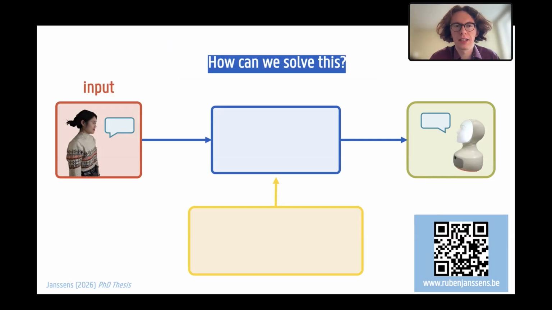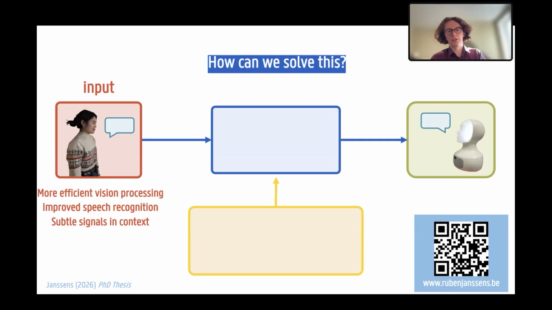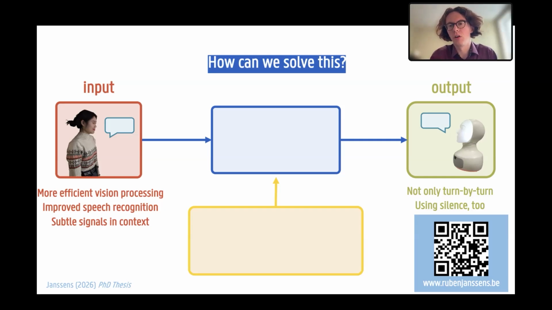On one hand, I think there's improvements to be made on the input side, for example, with more efficient vision processing and improved speech recognition, but also skills such as analyzing these subtle nonverbal signals within the context of a conversation. But also on the output side, right now we are very constrained with the turn-by-turn nature of the conversations, but sometimes something is just too urgent to wait for the end of the turn, or sometimes it's better to leave some silence and not speak immediately when the other has finished speaking.